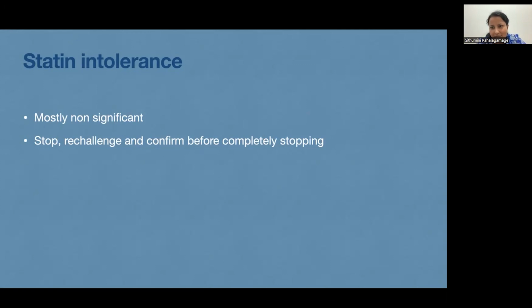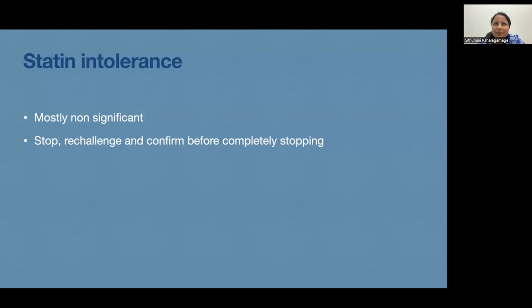Start statins again, either the same statin at a lower dose or a different statin, and then see whether these symptoms recur. If they recur, then it's valid. It's a valid complaint. Then think about an alternative. If not, you always have to see whether this is a valid complaint. You have to stop, re-challenge, and see whether the symptoms recur.